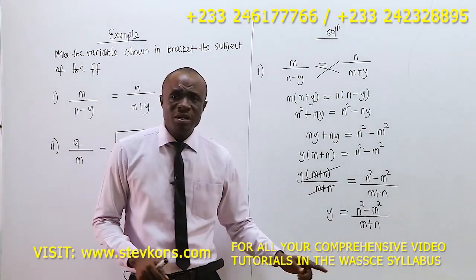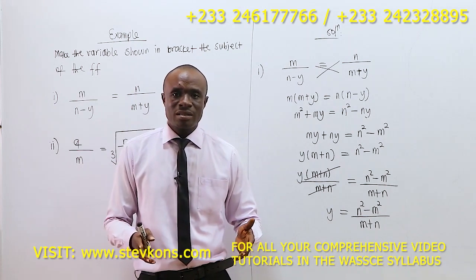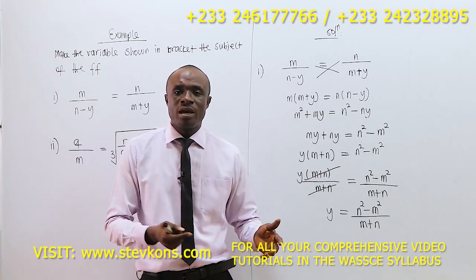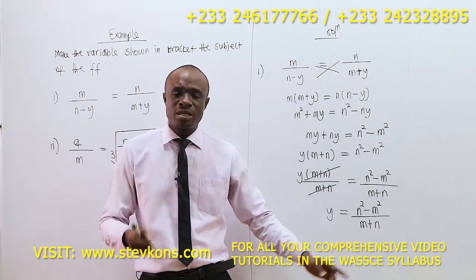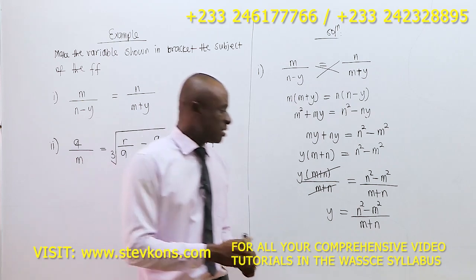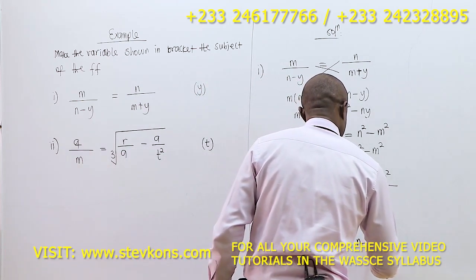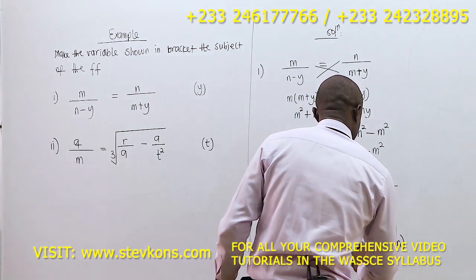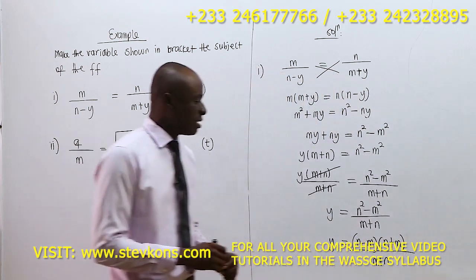But then looking at the numerator, that's difference of two squares. Excellent, difference of two squares. If you have a squared minus b squared, it is a minus b, a plus b. So you have n squared minus m squared, which is n minus m, n plus m. So we have our y to be equal to n minus m, n plus m, all over m plus n.